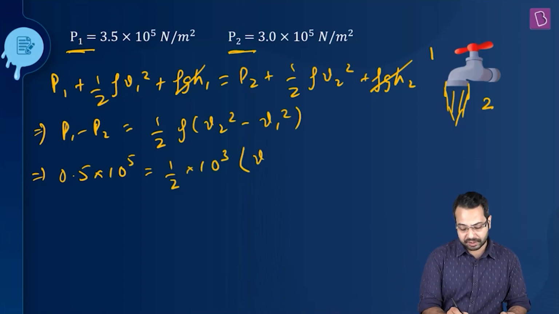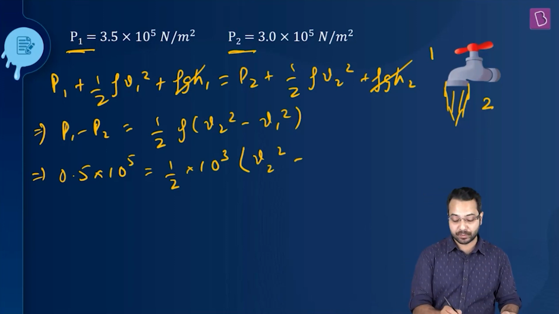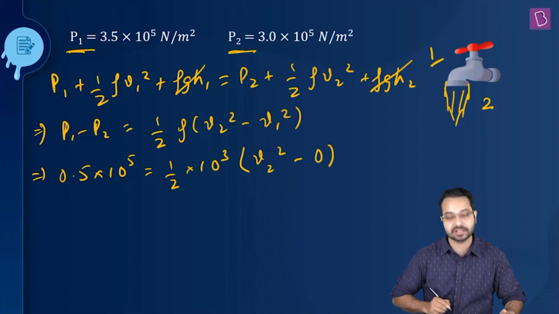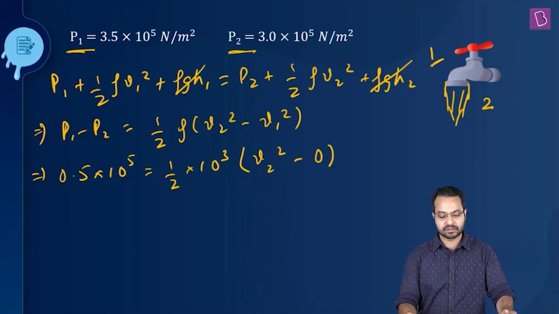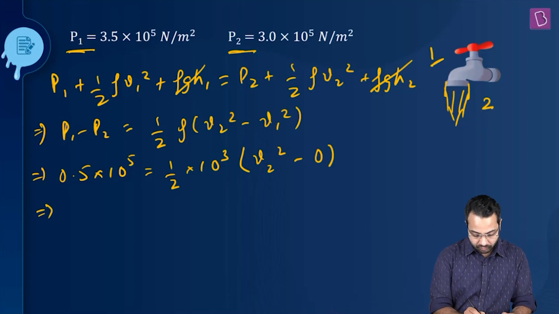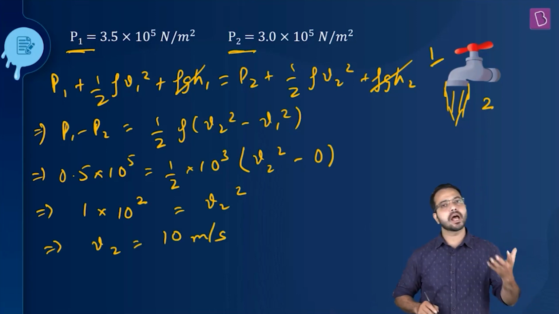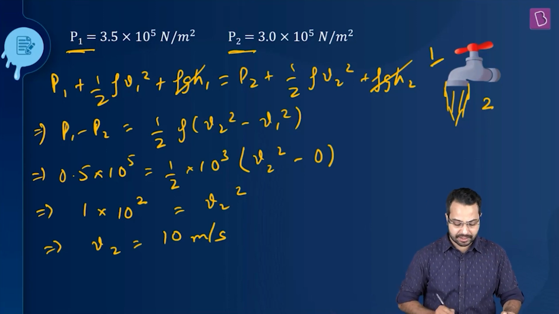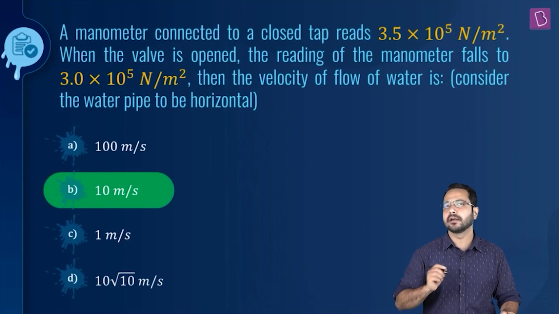Now V2 is something we have to find out, and V1 is going to be what? V1 is going to be equal to 0, because 1 is the state when there is no water flowing through the tap. There is no velocity of water, so V1 is going to be 0. Alright, this gives me 1 × 10^2 is equal to V2². Hence, V2 will come out to be 10 meter per second, and that is going to be my answer. Let's have a look at the options. So option B is going to be the correct option.